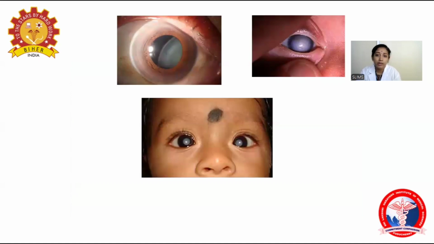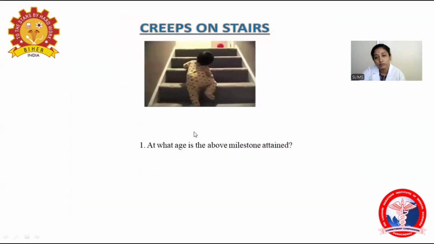So let us see some examples of the above abnormalities. This is the image showing lens dislocation. This is of corneal clouding, and the last one is of a child with congenital cataract, which is seen as a white reflex in the pupil. Then what is the above image? This is creeping on stairs, seen at 15 months of age.